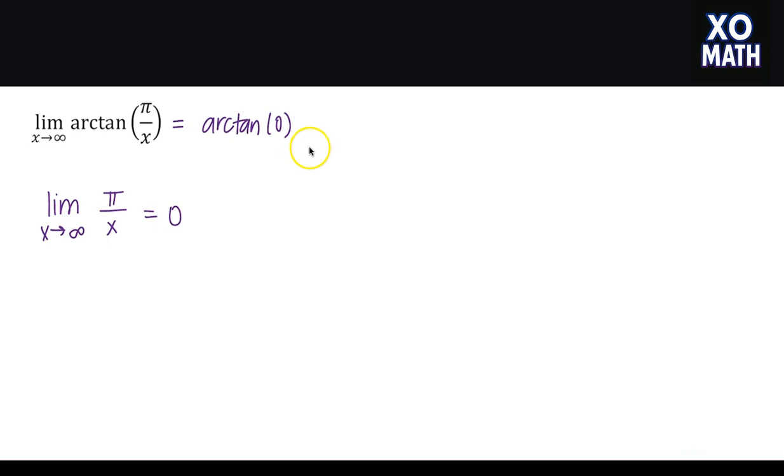Now, arctangent of 0 can be evaluated. The answer is just 0. So we're thinking, what do we substitute into tangent to get out 0? And the answer is 0.